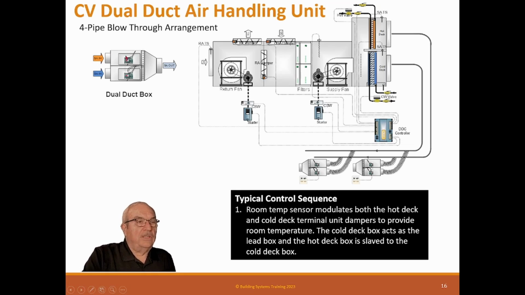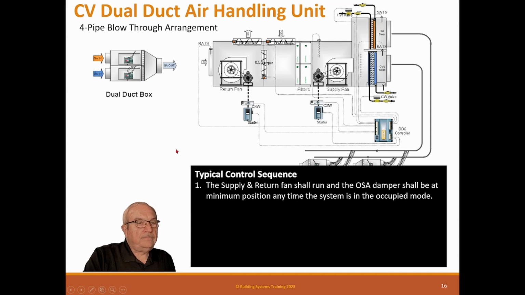And also you need to think about ventilation air. Normally we have the cooling side be where the ventilation air is, so we'd have a minimum position on the cooling valve. So we'd always have some air for ventilation in the space. The supply and return air fan shall run and the outside air damper should be at minimum position.